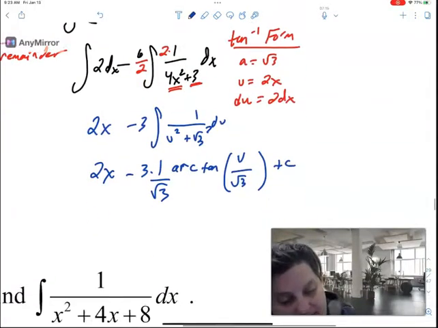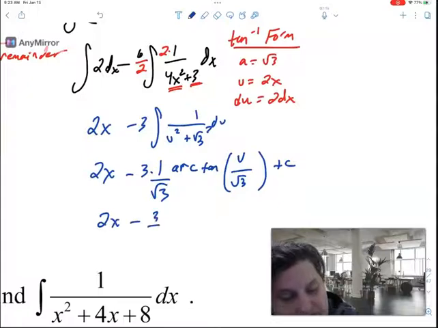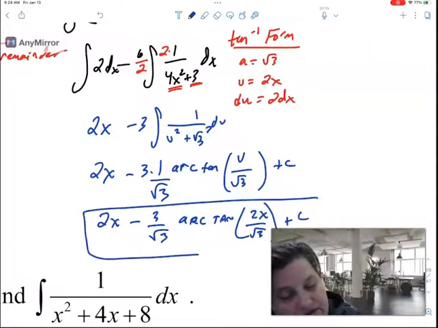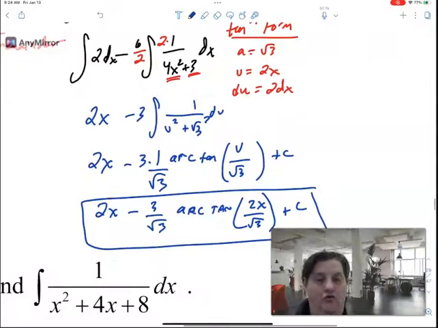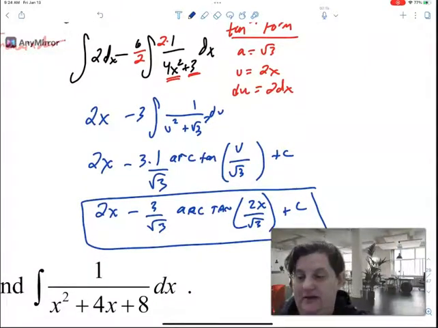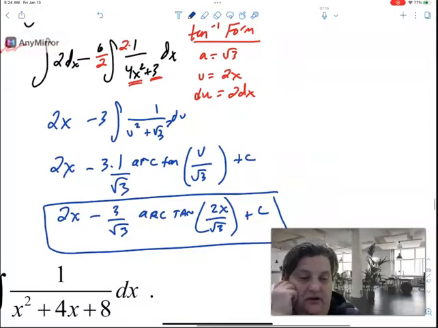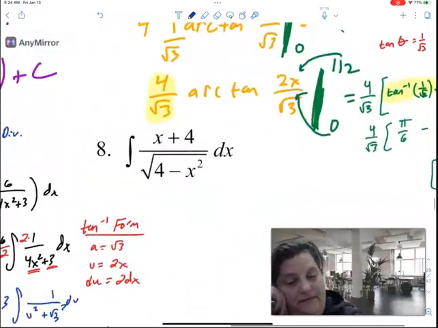And so on my last step, I'm going to go back into x's. So it's arctan of u, which is 2x, plus c. Woo! Guys, this is crazy, right? Okay, cool. I'm just making sure I'm not forgetting anything, and that looks good.